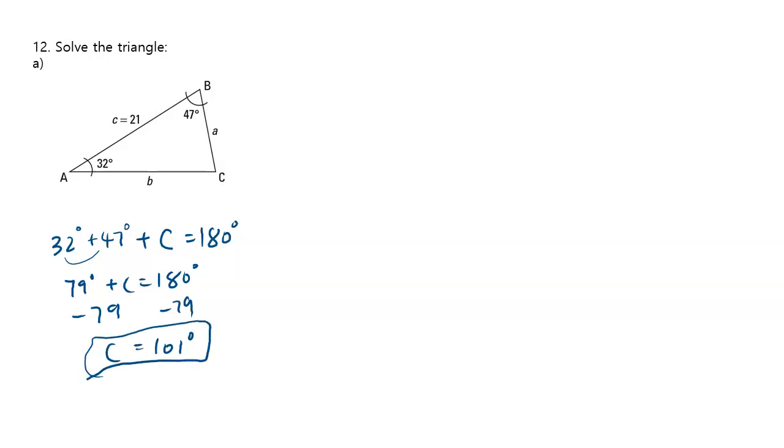Okay. And then we use the sine law because we just have one length. One side is known. So we say a over sine of A, which is 32 degrees, is equal to b over sine of B, which is 47 degrees, equals c, which is 21, divided by sine of C, and I know that C is 101. So I put 101 degrees.